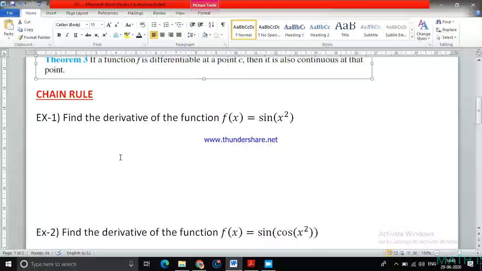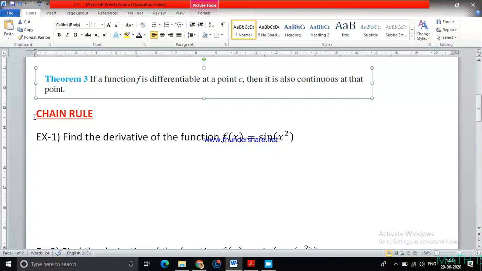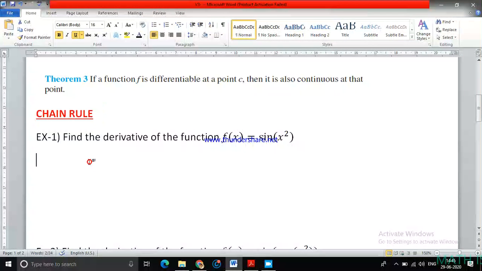Now in 12th we are going to find out the chain rule, and by using the chain rule, how we differentiate. For example, let me take an example to explain what the chain rule is. Find the derivative of the function f of x equals sine x square. For example, we have sine theta. The derivative of sine theta is cos theta, right? That we already have the formula.